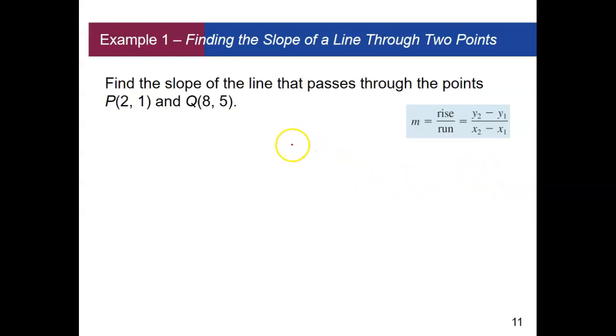Okay, so here's an example that I'd like for us to look at, just calculating the slope of the line.